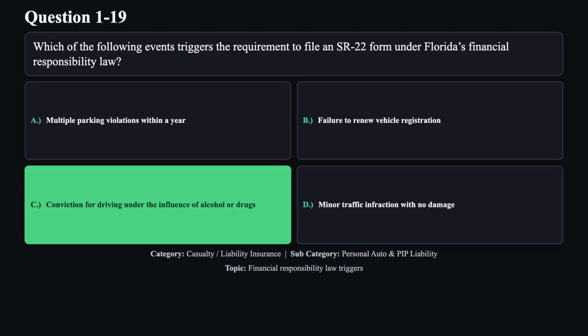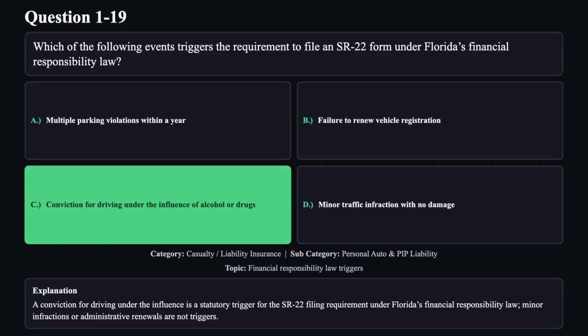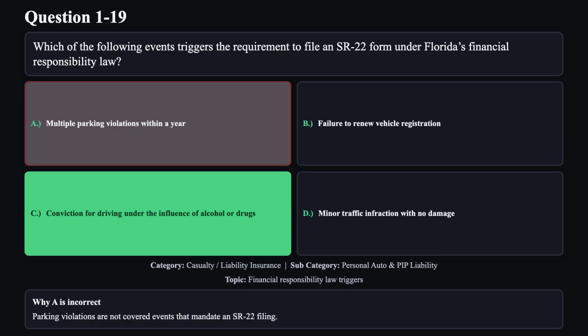The correct answer is C. A conviction for driving under the influence is a statutory trigger for the SR-22 filing requirement under Florida's financial responsibility law. Minor infractions or administrative renewals are not triggers. Reason A is not correct. Parking violations are not covered events that mandate an SR-22 filing.